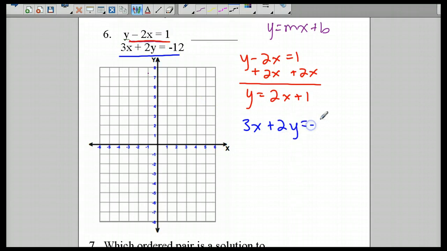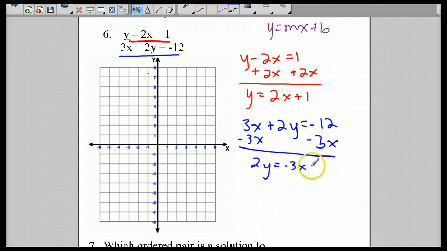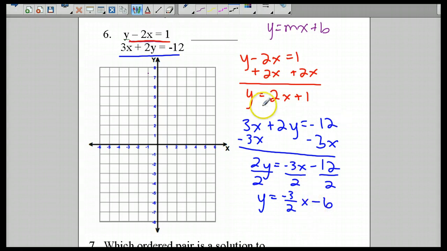3x plus 2y equals negative 12. Is this in y equals mx plus b? No, it's not. How do we get this y alone? Well, first thing we want to do is minus 3x from both sides. And we get 2y equals negative 3x minus 12, because this is negative. Now this y still isn't alone, so we have to divide by 2. When we divide this by 2, we have to divide this by 2 and divide that by 2. So we get y equals negative 3 over 2x minus 6. So we have our two equations, this one right here and this one right here.